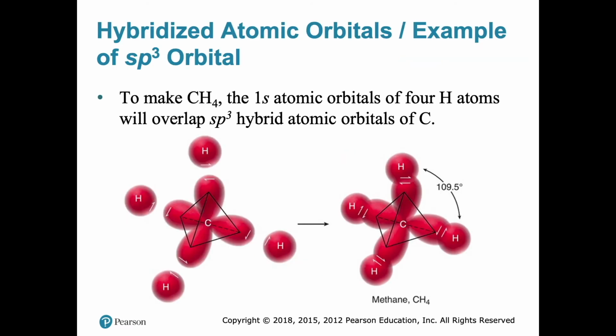Notice that after hydrogen's s orbitals hybridize, it's not hybridized, sorry, I just said that wrong. Don't write that down. Notice that when hydrogen's 1s orbitals overlap with the hybridized sp3 orbitals of carbon, you now get the 109.5 degree measurements all the way around the entire tetrahedral shape that we saw in real life. Does that make sense?